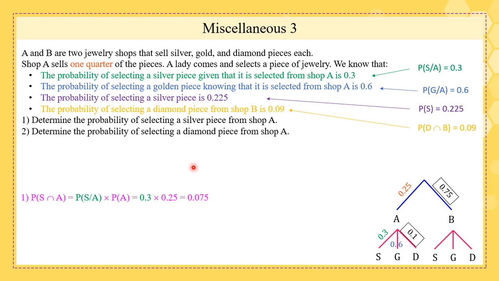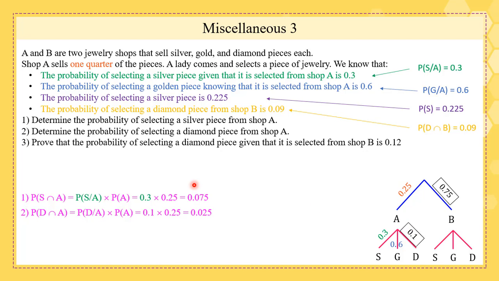Now determine the probability of selecting a diamond piece from shop A. Similarly, this is D intersection A, and we can tell it from the tree. Now prove that the probability of selecting a diamond piece given that it's selected from shop B. So this is a conditional probability. Let's begin working. This is the probability of selecting a diamond piece given that it's from shop B.